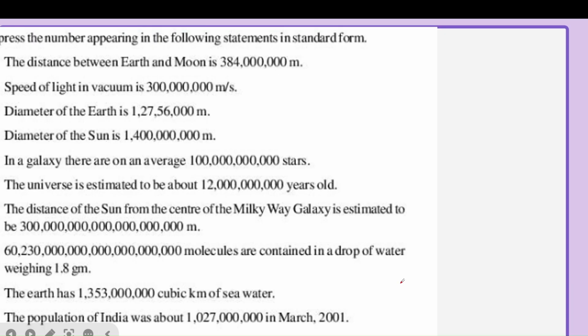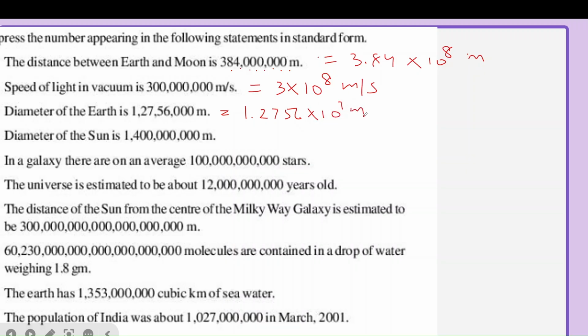Okay, now these are some word problems, so you have to just write these in the standard form again. So the questions are easy. Let's do it together. 1, 2, 3, 4, 5, 6, 7, 8. So 10 raised to the power 8. Now this is 3 times, count the number of zeros, again 8. You have to write the units in this because these questions are based on statements. So it is 1.2756 times 1, 2, 3, 4, 5, 6, 7. 10 raised to the power 7 meters.